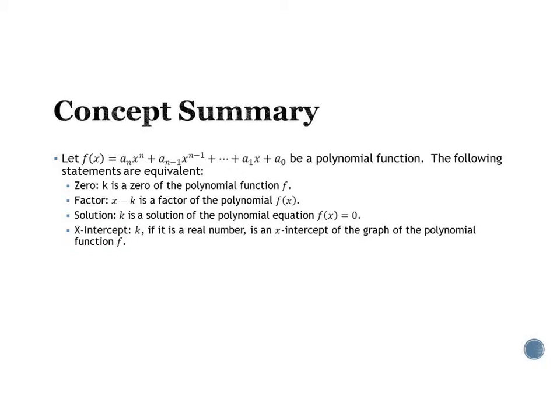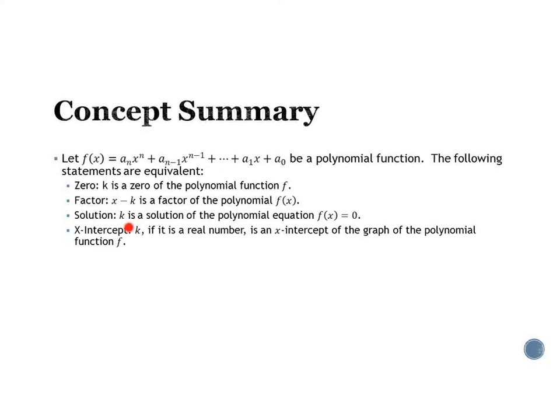Here's a little concept summary. If we have a polynomial function, then the following statements are equivalent. K is a zero of our function. And if k is a 0, x minus k is a factor, because if I factored it and set my factors equal to 0, I'd get k as a 0. Then also k is a solution, because remember 0, solution, and root are all the same word.